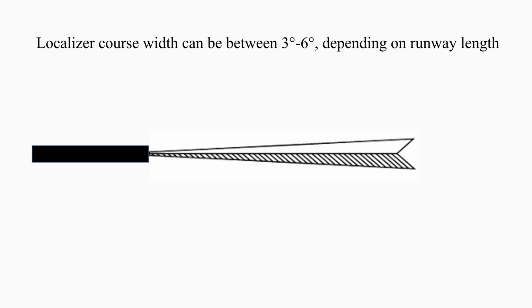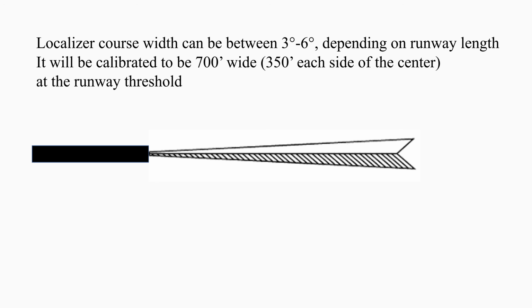The width of a localizer course can actually be between 3 and 6 degrees side to side, depending on the length of the runway it serves. Like a VOR radio, the course gets narrower as you approach the transmitter, and it will be calibrated so that the course is 700 feet wide side to side, or 350 feet each side of the center of the course at the runway threshold.